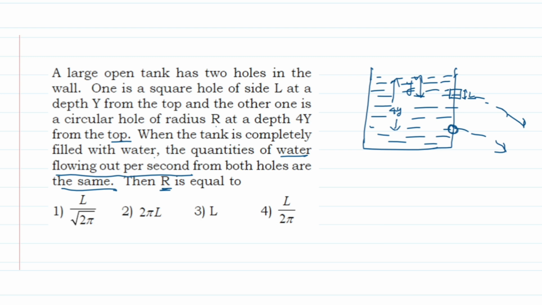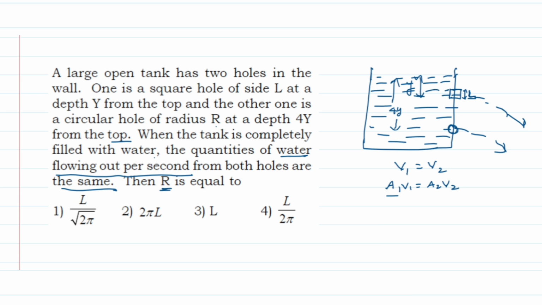Here you can take the volume of the fluid leaving from the square hole, if its side length is L. That volume will be equal to the volume of the fluid leaving from the bottom hole, the circular hole. According to the equation of continuity, the volume of liquid flowing per second is A1 V1, which will be equal to A2 V2.